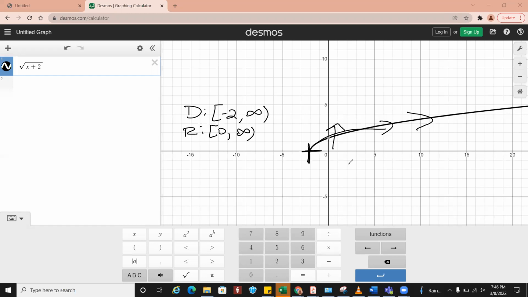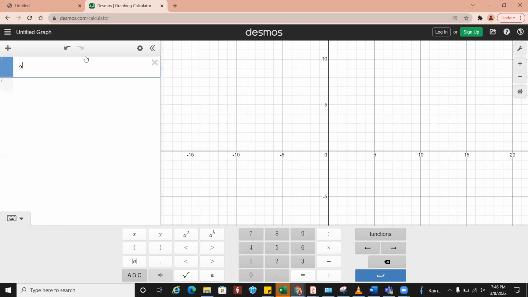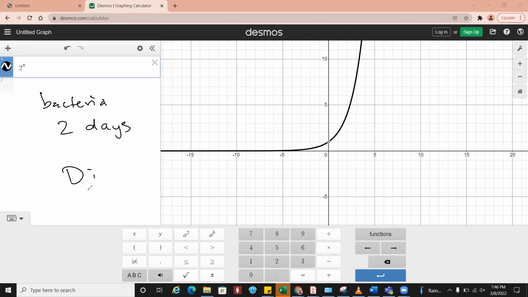One thing I do want to mention, you're probably going to see domain and range in context. I think I said this earlier, but just in case, let's say, and I'm going off script, let's say, for instance, I have the equation 2 to the x, okay? And let's say that I'm talking about a bacteria population over the course of 2 days, and I ask you what the domain and the range are.